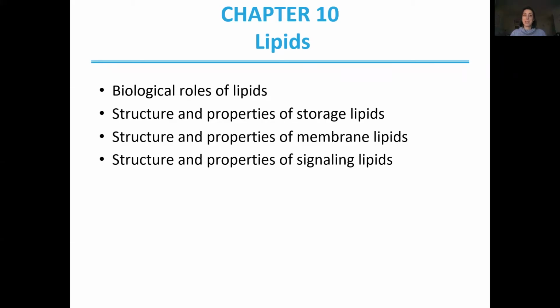Hey everyone, we're going to start our final chapter on our final biomolecule, which is lipids. In this chapter, just like in our other chapters, we're going to be discussing biological roles of this biomolecule, some of the structure and properties of different types of lipids. So, we're going to be breaking this down into storage type lipids, membrane type lipids, and signaling type lipids. So remember, that's kind of been carrying us through.